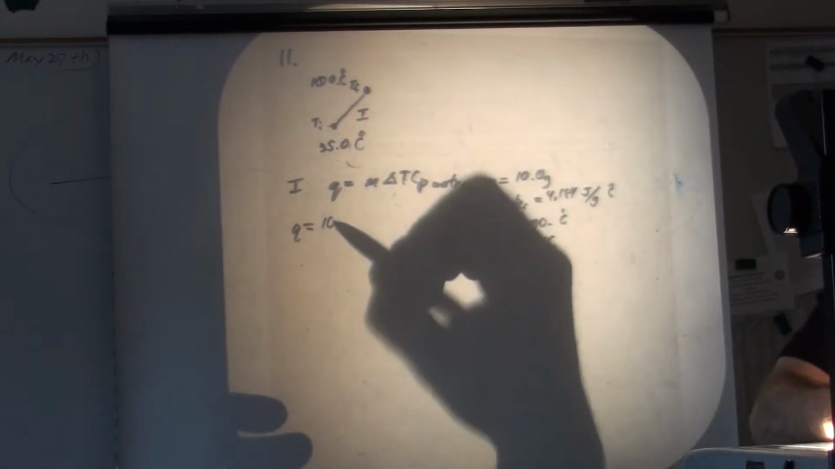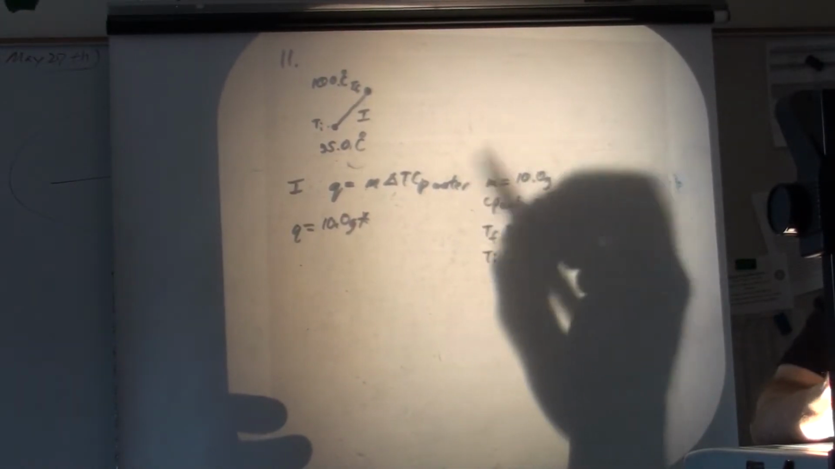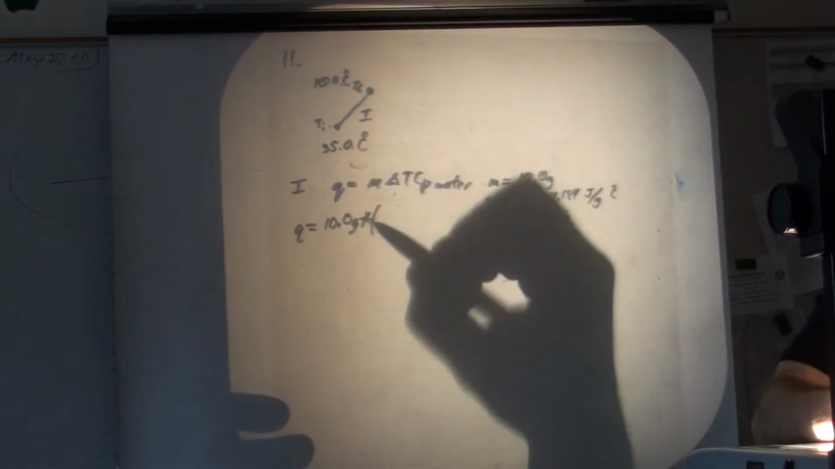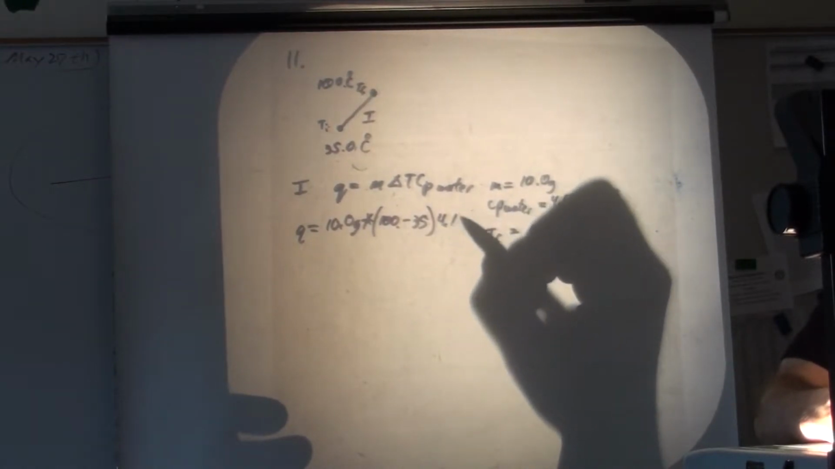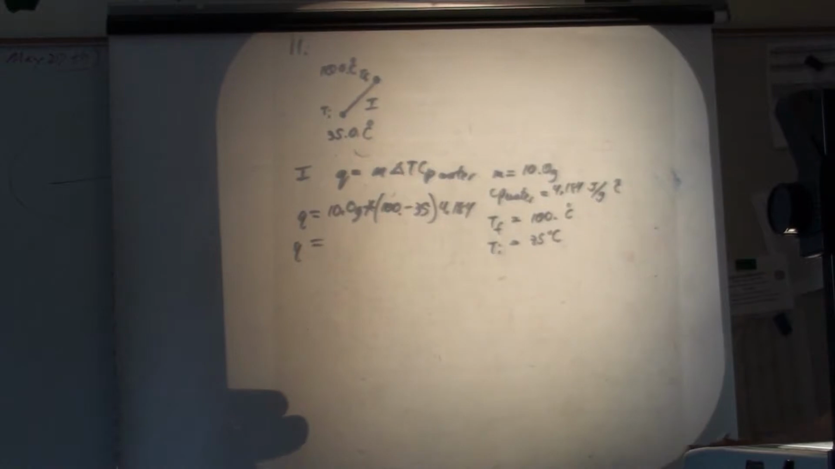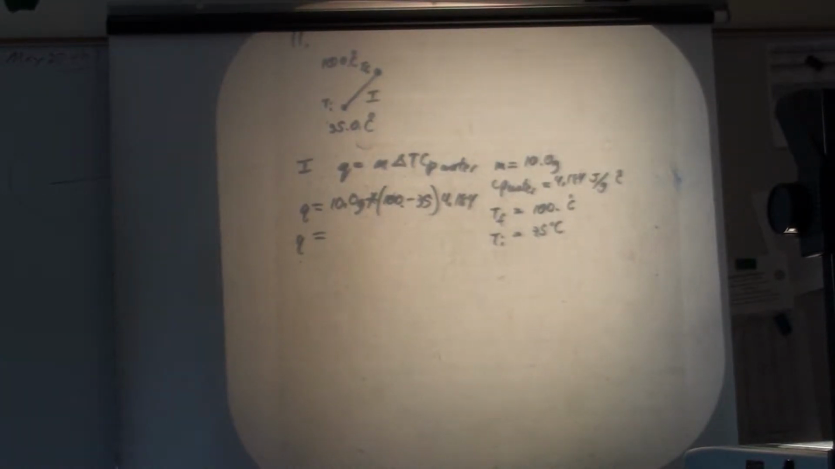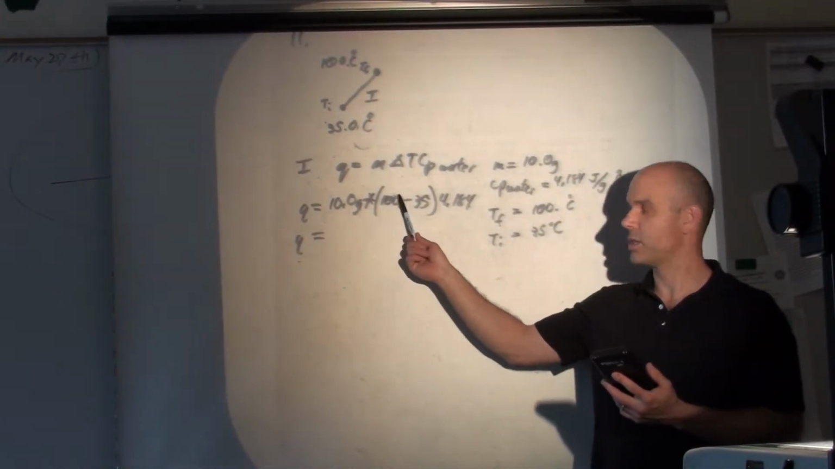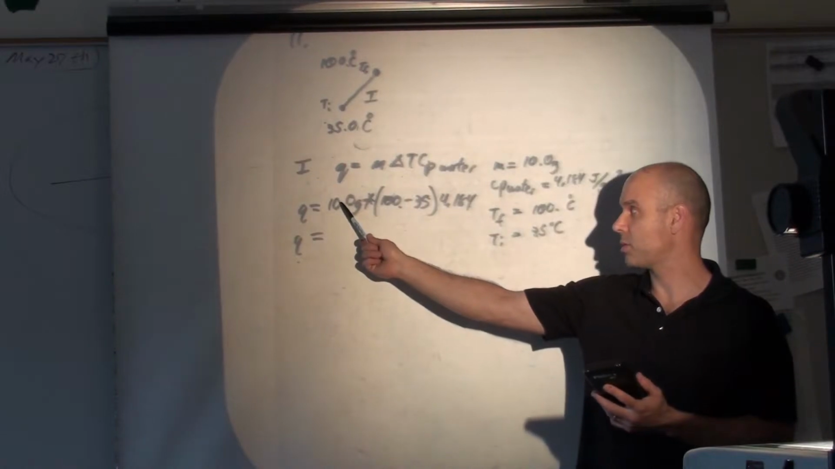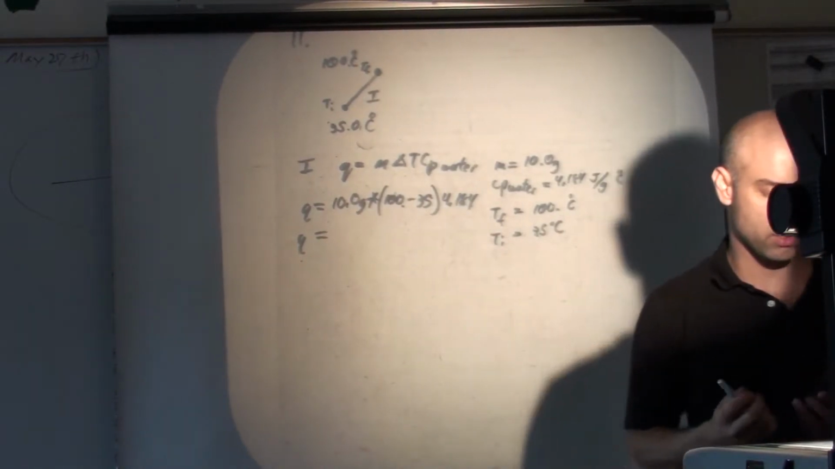So when I plug it in, final minus initial, when I do this subtraction, I end up with 65. 65 is 2 sig figs. That is 3 sig figs. That is 4. So I'll round my answer to 2 sig figs.